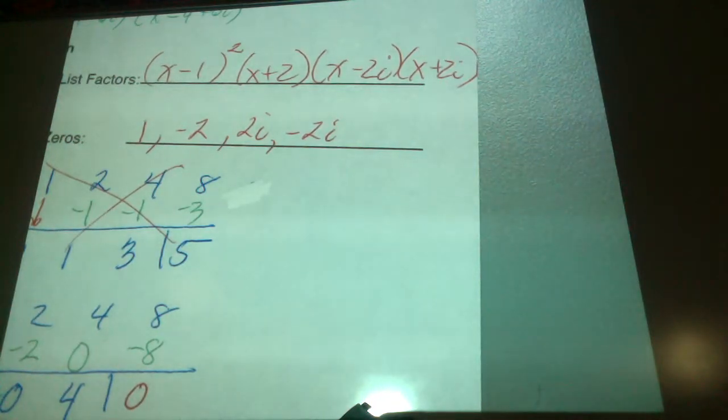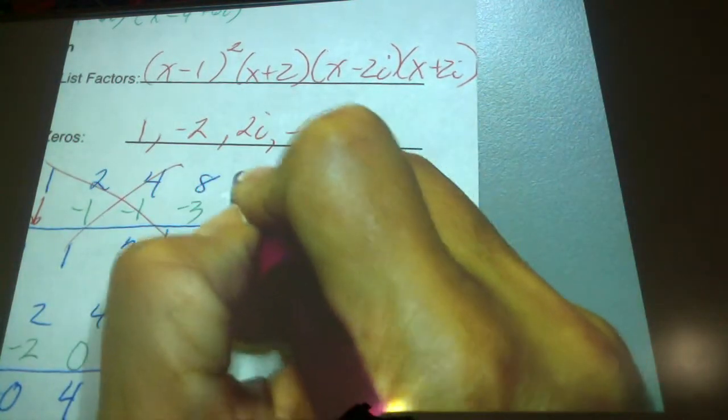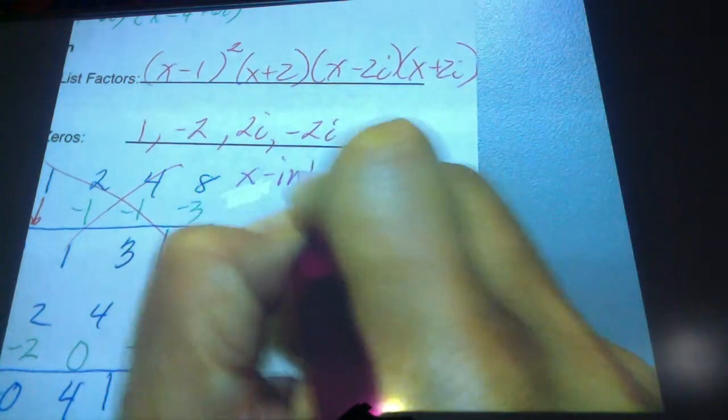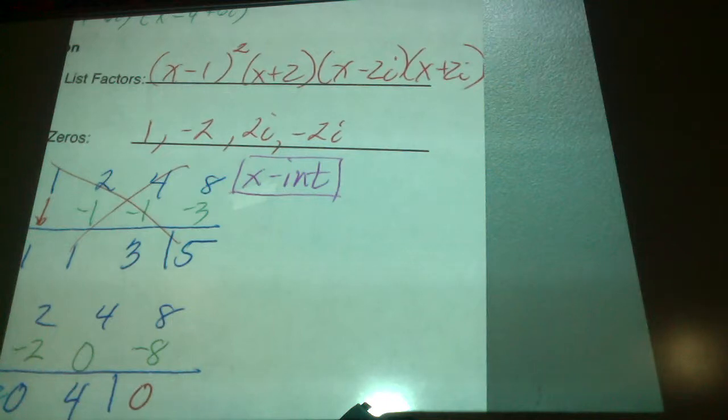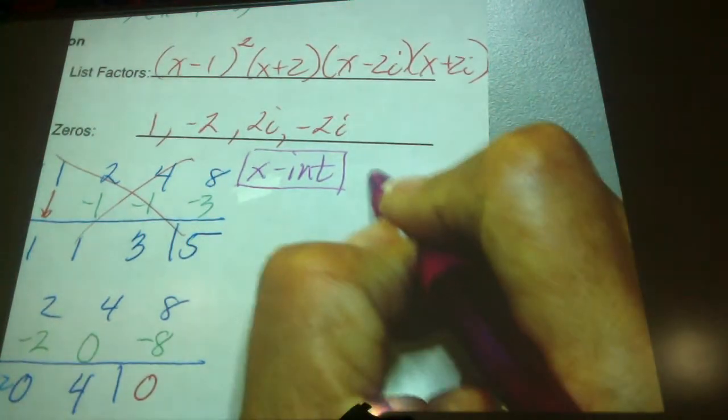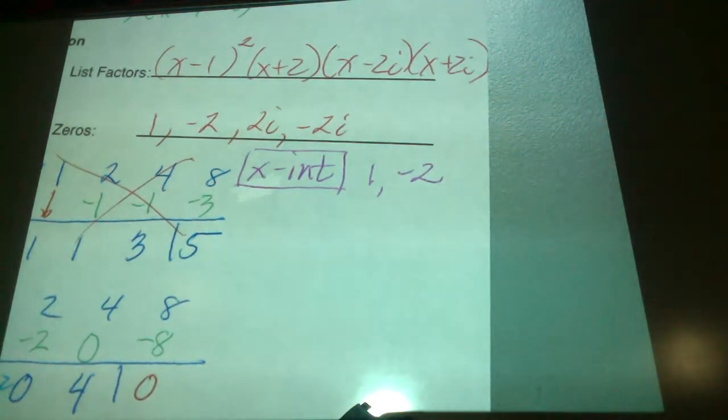But the next thing that Math Excel is going to ask you is, out of these zeros, which ones are x-intercepts? Which ones actually cross the x-axis? There's 1. How about negative 2? How about 2i? There's touching and it still counts. So how about 2i? Nope. And negative 2i? No. So only 1 and negative 2 become your x-intercepts. So not all zeros are x-intercepts, but all x-intercepts are zeros.